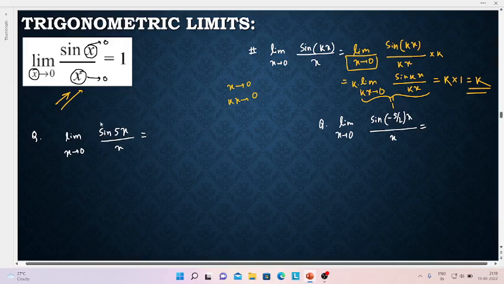Can you tell me what will be the value of this particular limit? Here we have limit x tends to 0 of sin 5x upon x, right? Instead of k we have 5. So what will be the value of this limit? It is nothing but 5. Similarly, instead of k we have minus 5 by 2, and limit x tends to 0 of sin of minus 5 by 2 x upon x is there. So what will be the value of this limit? It is nothing but minus 5 by 2, right? So now you can understand how we can apply these formulas in different questions.